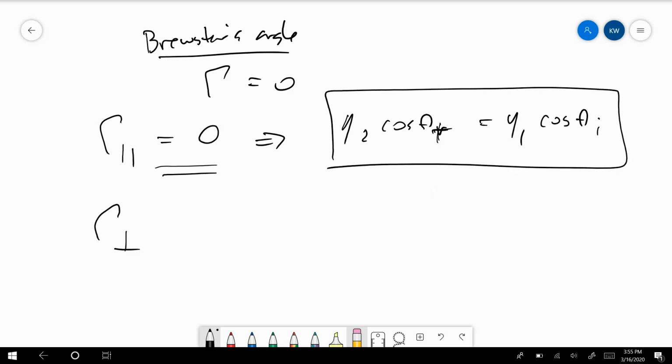Now for perpendicular polarization, we can only have that equal to 0 in the case where mu1 is not equal to mu2. So for non-magnetic materials where those are equal, we don't have a Brewster's angle. We only get that for parallel polarization. And there's a discussion in the lecture notes of the physics of that.